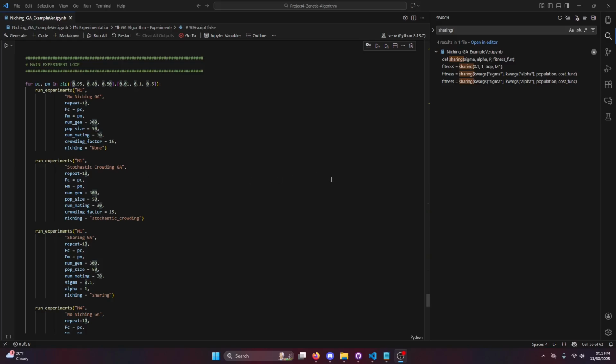So this is the place in our notebook where we have our experiments that we run for the project. And for each PC, which is percent crossover, and PM, percent mutation, we loop through and run experiments for every combination of objective function, so M1 and M4, and niching method.